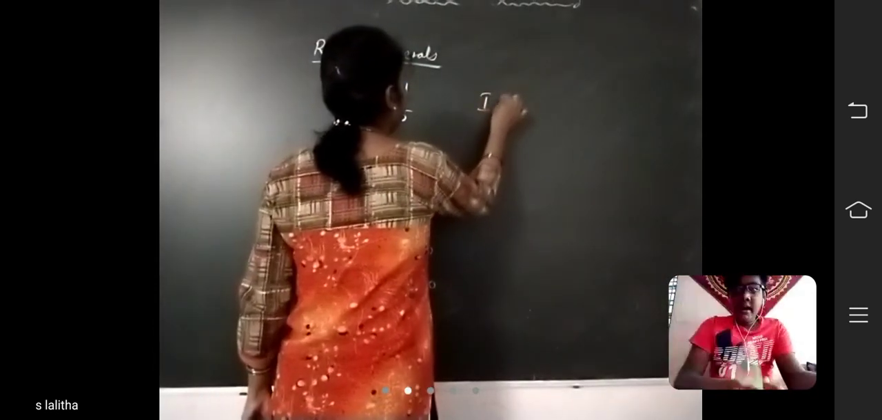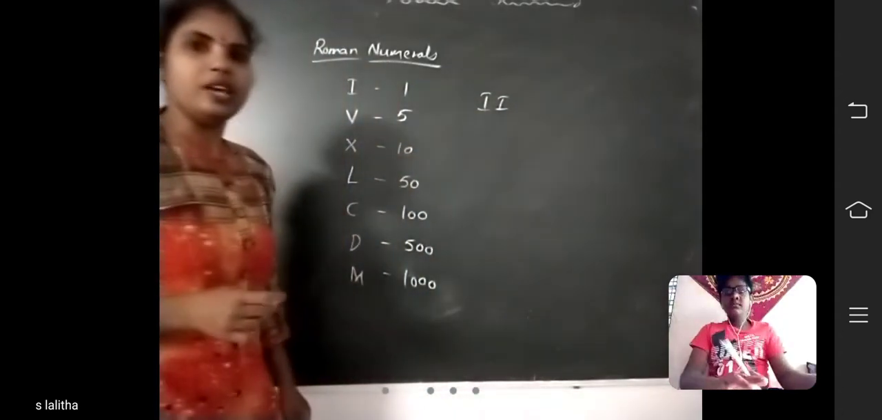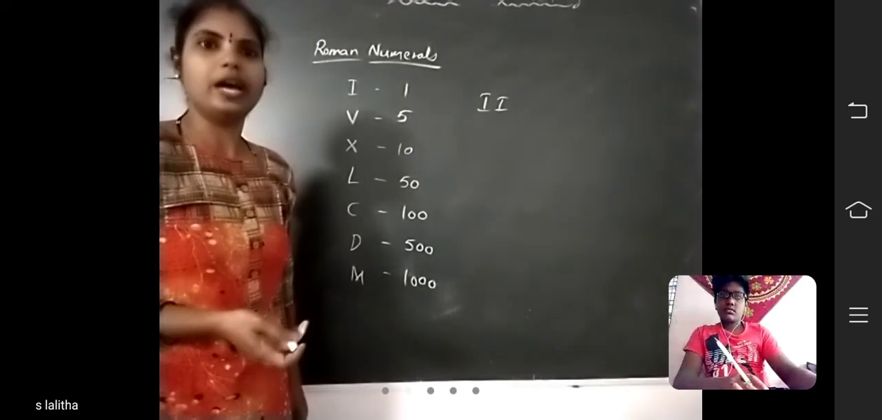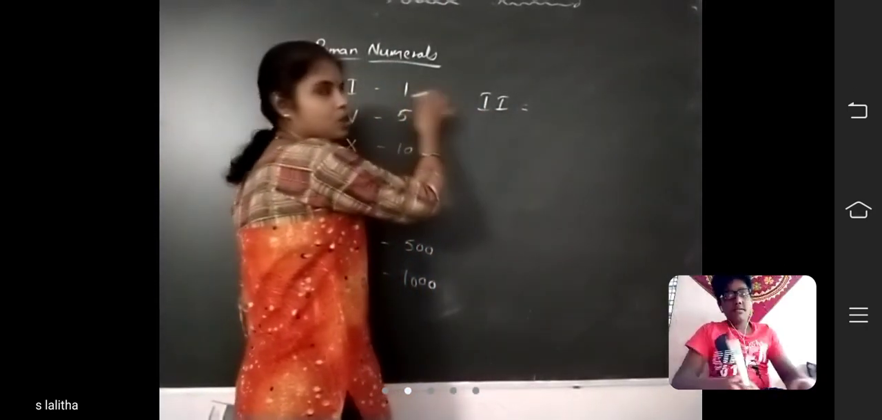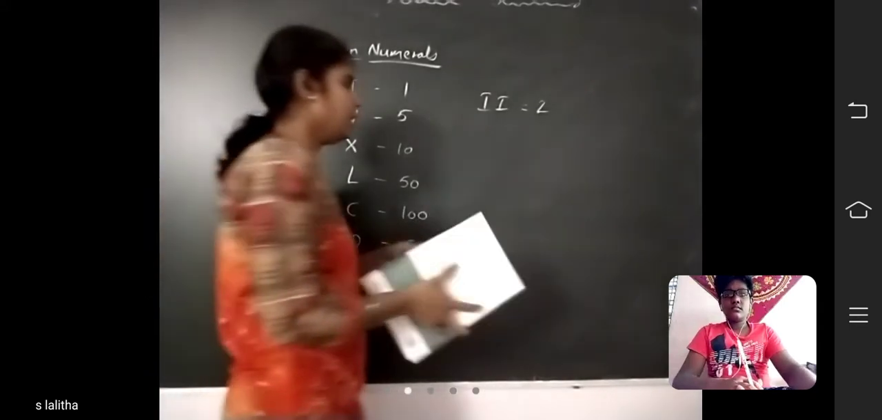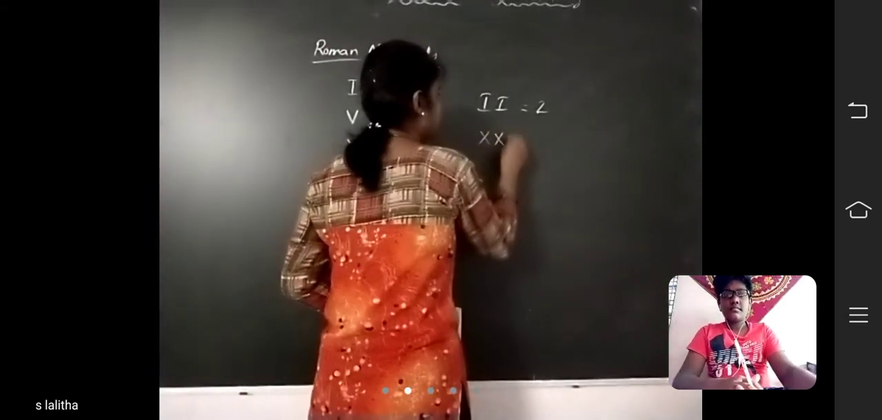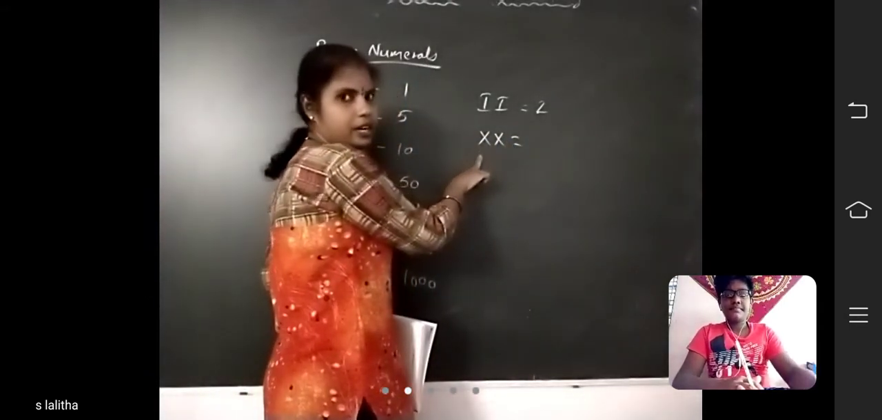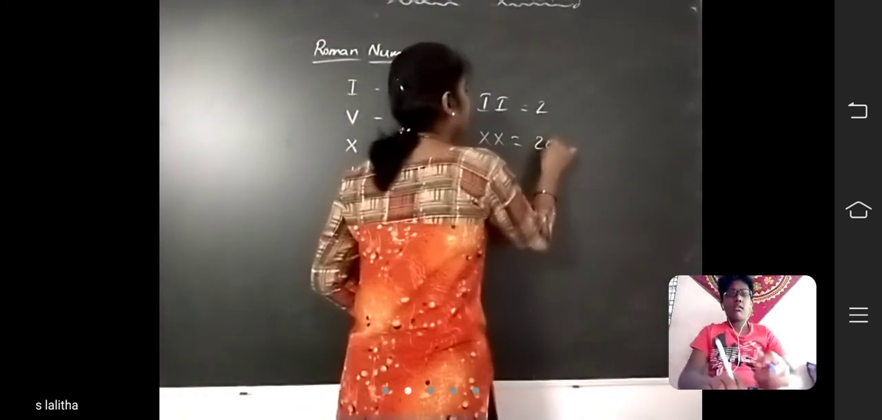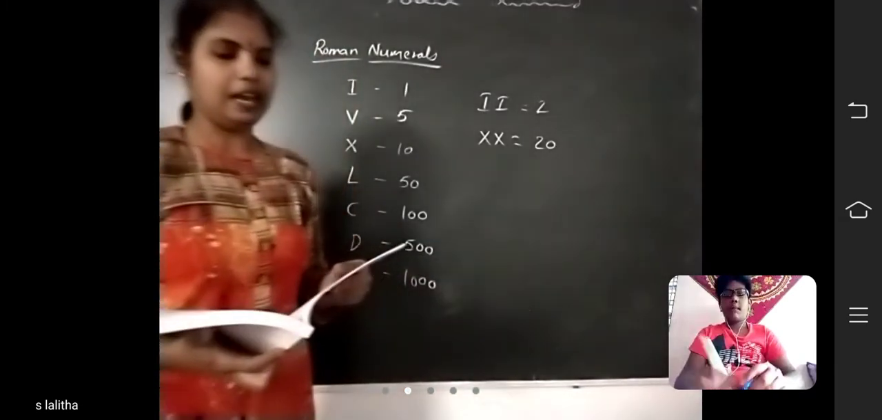See here, II. Here I is repeated 2 times. So what should you do? You should add. I means 1, no? So 1 plus 1 how much? 2. Next, XX. X stands for 10. 10 plus 10, 20. Like that you should write.